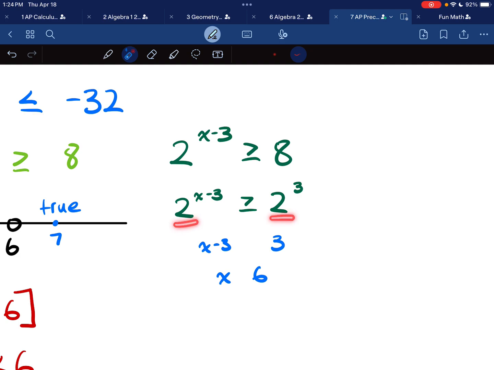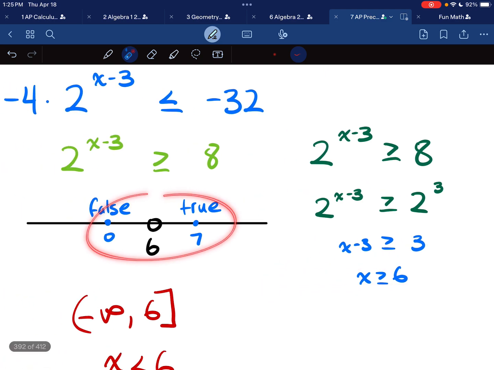If this side and this side have the same base, then this power must also be greater than or equal to this power. You can leave the sign here even though you're only talking about the powers. You can say this has to be greater than or equal to, and I could have gotten it right here. X is greater than or equal to 6 without having to do the number line.